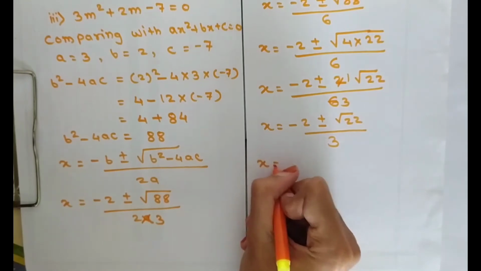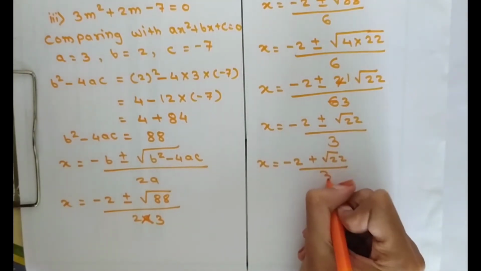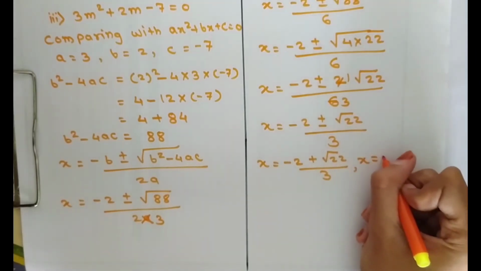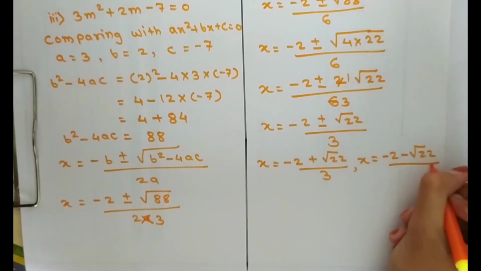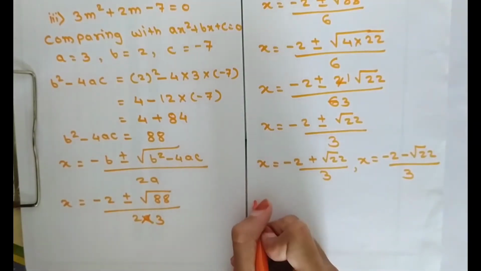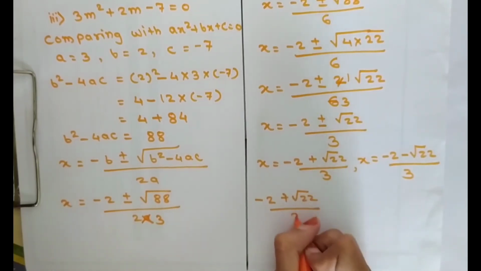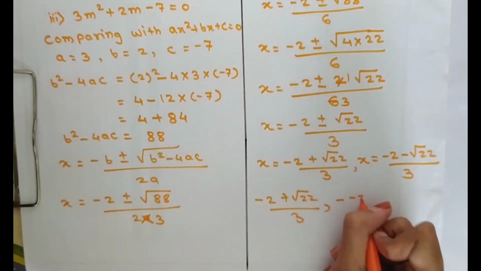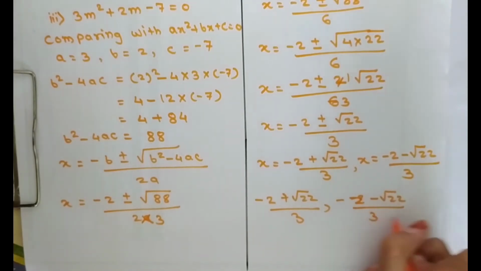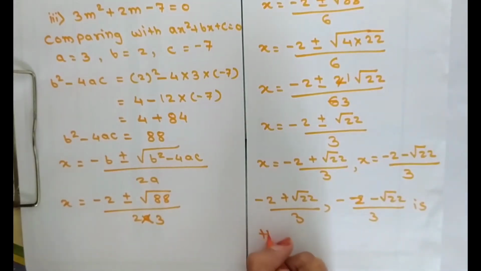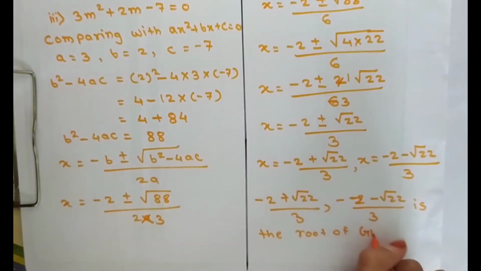So x is equal to minus 2 plus root 22 upon 3 and x is equal to minus 2 minus root 22 upon 3. So minus 2 plus root 22 upon 3 and minus 2 minus root 22 upon 3 are the roots of the given quadratic equation.